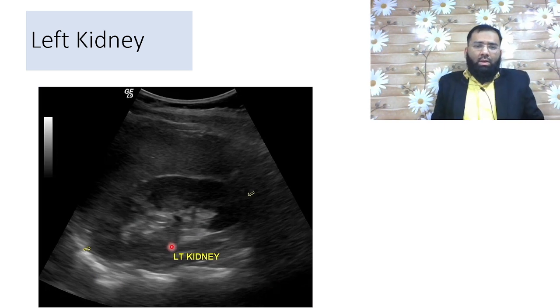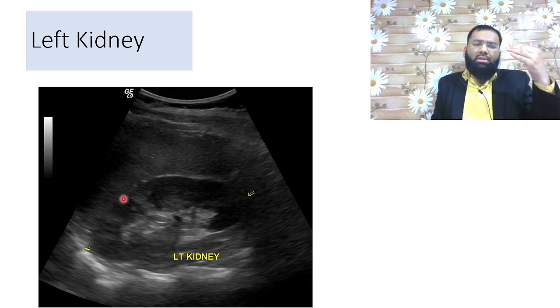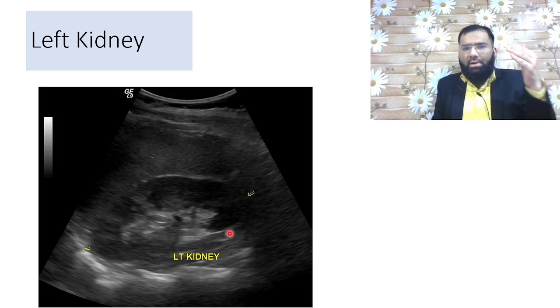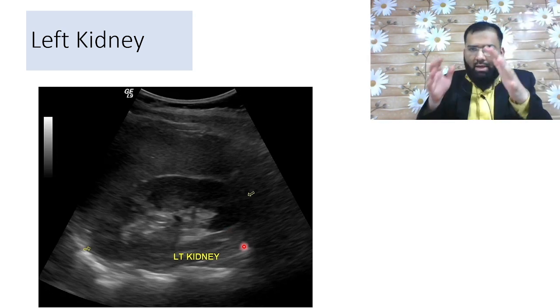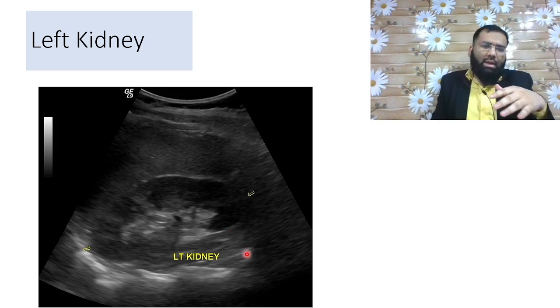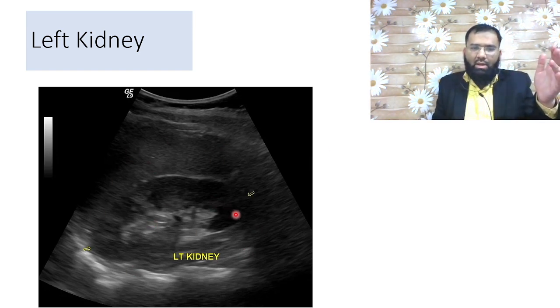Now when you come to the left kidney, the major difference is that the left kidney might be slightly higher or lower compared to the right kidney, because the right kidney is pushed down by the liver. And the second thing is that the organ adjoining the left kidney is your spleen. So you can see that this organ is the spleen and this is the left kidney. The parts and everything remain the same.